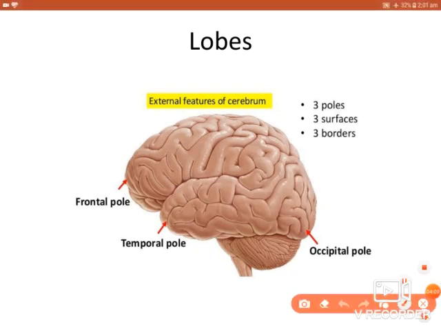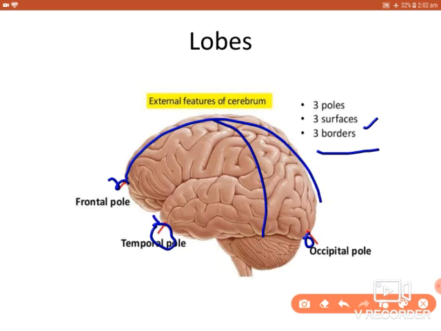Again coming to this lateral view of the brain, this is the frontal pole, this is the occipital pole, this is the temporal pole. We have seen the 3 surfaces. This is the superolateral surface. We have seen in the previous diagrams the medial surface and inferior surface. Here this is the supromedial border, this is the inferolateral border. The inferomedial border also we have seen.